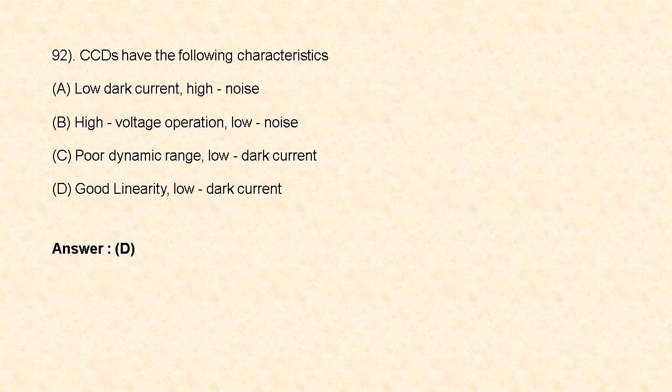Next question. CCDs have the following characteristics: low dark current, high noise. Second, high voltage operation, low noise. Third one, poor dynamic range, low dark current. Fourth one, good linearity, low dark current. We know that CCDs have good linearity and low dark current. So answer D is the correct one.